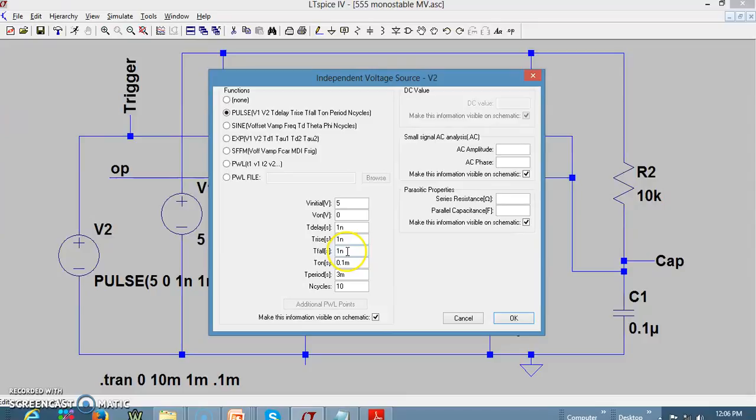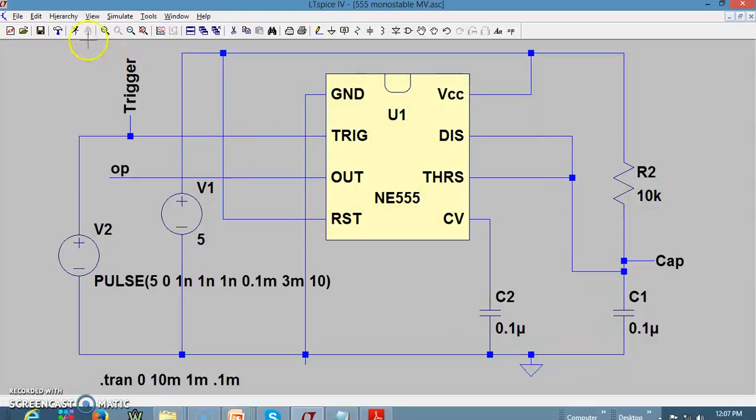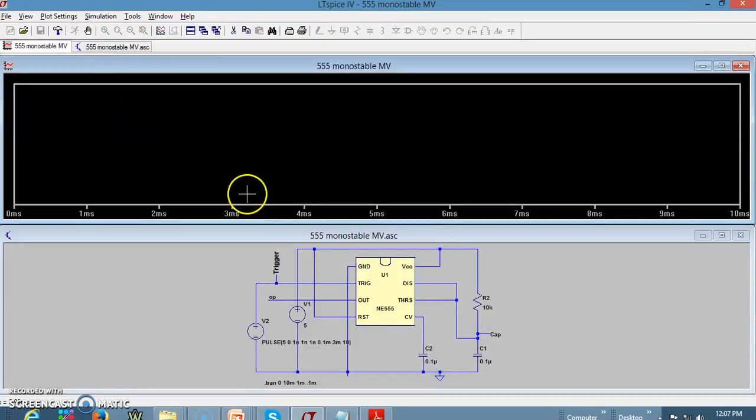Rise time is 1 nanosecond. Fall time is 1 nanosecond. When it is 0, it will be 0 for 0.1 millisecond, and it has a period of 3 milliseconds. There are 10 cycles allowed in this. Let us see what type of waveform we are going to get. So let me run the circuit and try to see how it works.